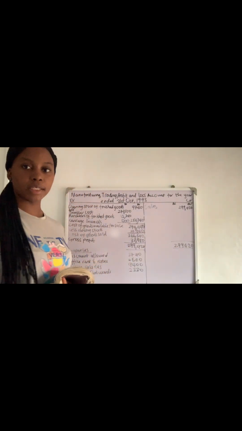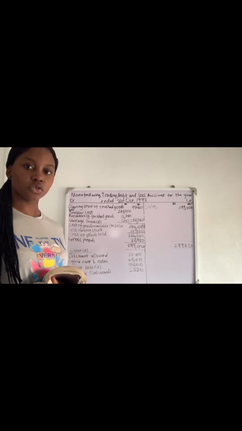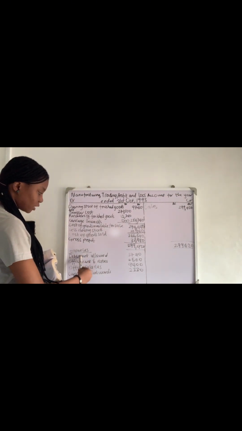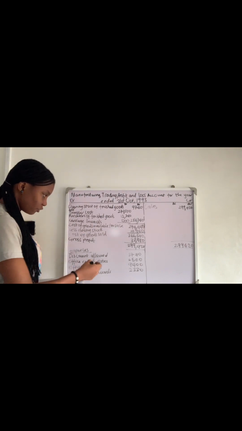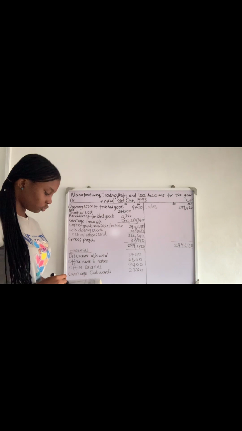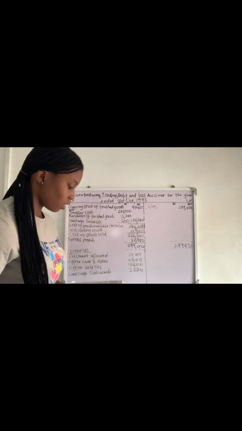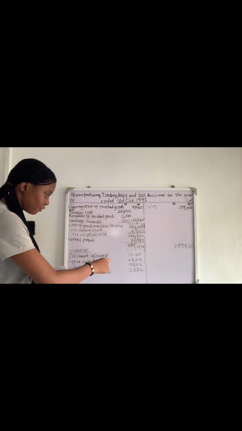Then we move to the expenses side. We've got gross profit now, we're done with trading. So now let's go to the profit and loss aspect, which is this. So your expenses, you see discounts allowed. Discounts allowed 3,740 in the question. They don't have any adjustment, which makes it easier for us. So 3,740. Office rent and rates.